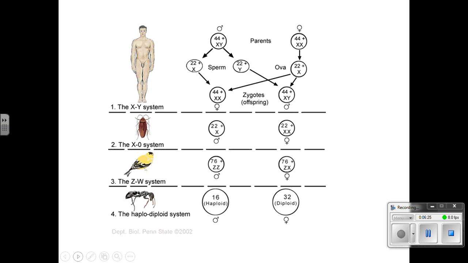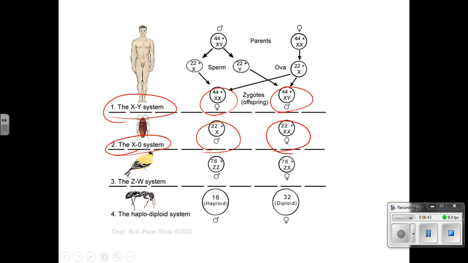So this just shows different systems. In humans it's the XY system, so XX are females, XY are males. This is a cockroach. They have an X0 system. So males just have 1 X, they don't have anything else, and then females have 2 X's. This type of bird, not really sure what that is, has a ZW system, and so their males are homozygous, they have the same, whereas the heterozygous one is actually a female.